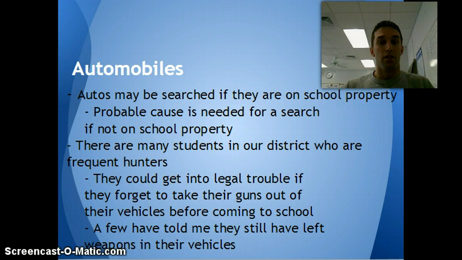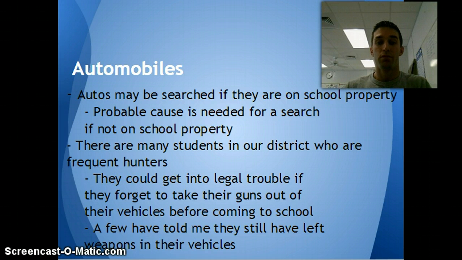Another instance is automobile searches. Automobiles may be searched if they are on school property, and you still need a reasonable suspicion to go search those. But if they are not on school property, you actually need probable cause, which is a lot higher standard than just a reasonable search.